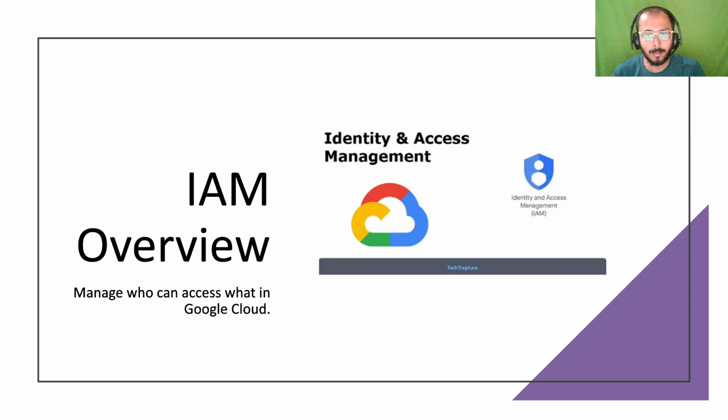So let's start with first. What is IAM? Google Cloud IAM is used to control who can access what resources in Google Cloud. So using IAM, you can define which user can have access to a bucket or which user can access a particular VM. All those settings can be done using IAM.